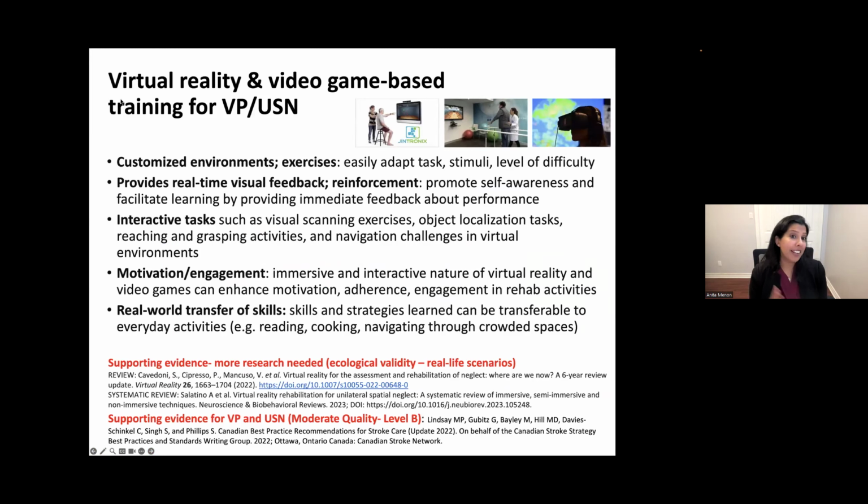Finally, we have virtual reality and video game-based training for clients with visual, perceptual, and USN deficits. This is really something that's up and coming. There's a lot of supporting evidence, but we do need to understand more about the nature of the activities, repetitions, and protocols to more accurately prescribe it to clients.